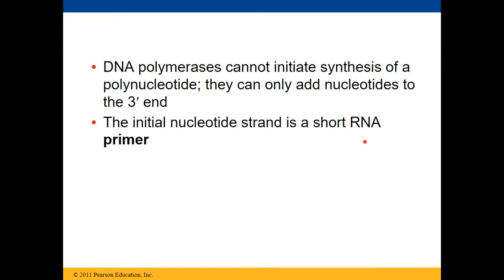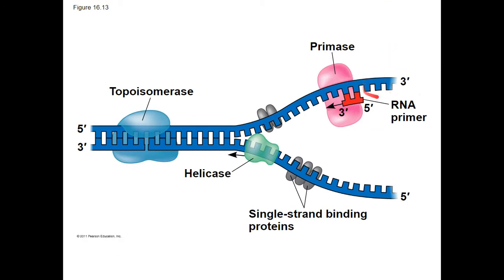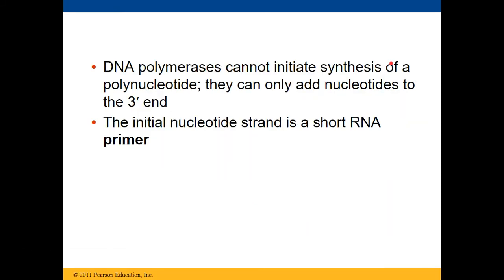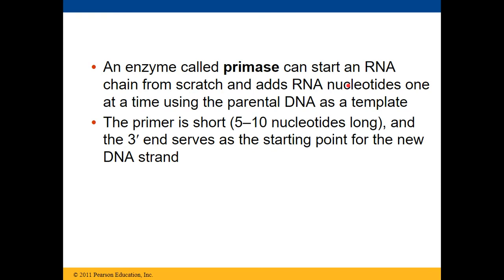DNA polymerase cannot initiate the synthesis of a polynucleotide. It can only add nucleotides to the 3' end of DNA. So this end here, okay? Notice there's no primer down here yet. We're going to talk about that in a second. The initial nucleotide strand that's created is a short segment of RNA called a primer. The enzyme called primase comes in to start an RNA chain from scratch and then adds the RNA nucleotides one at a time using the DNA parent as a template.